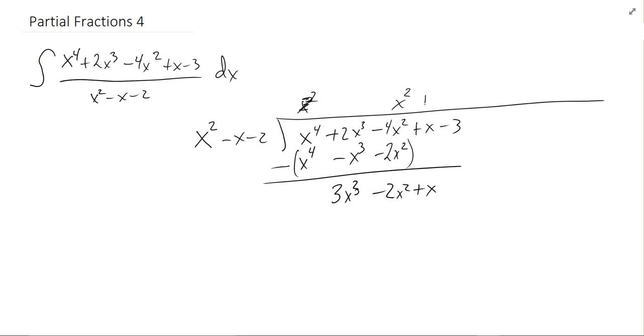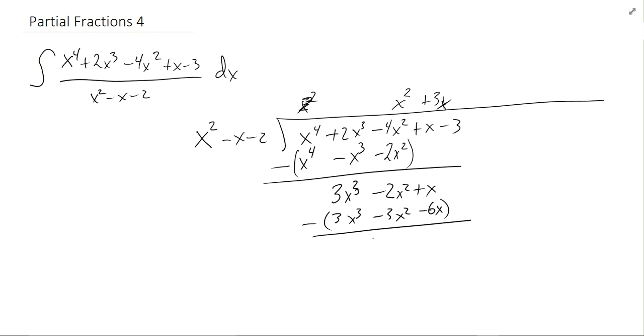Well, you have to multiply by a 3x. So I'm going to add a 3x up here above my division bar. And 3x times x squared gives us 3x cubed. But 3x times the minus x is a minus 3x squared. And the 3x times the negative 2 is a minus 6x. I'm going to subtract again. Remember to distribute that negative sign through as you subtract.